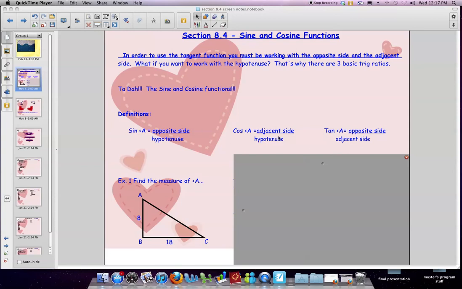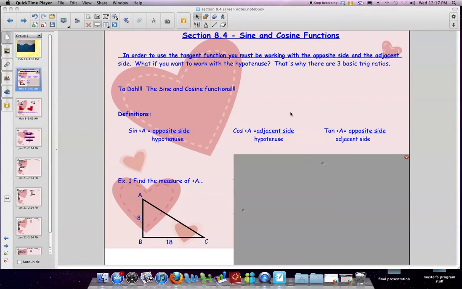The two we are going to focus on today are the sine function. The definition for sine is you still put the opposite side on top, but on the bottom you put the hypotenuse. And cosine is the same way, except you put the adjacent side on the top of the fraction and the hypotenuse length on the bottom of the fraction. All three trig functions work the same way. They all have a little bit different formula. That's why you can use different values in the fraction.